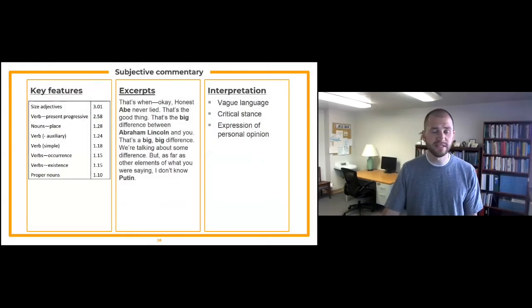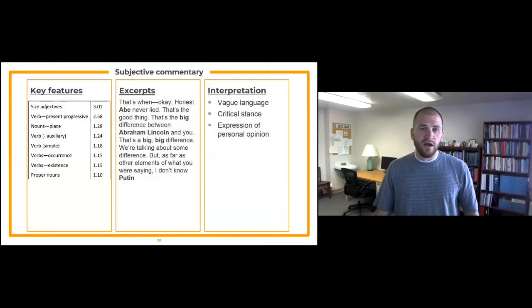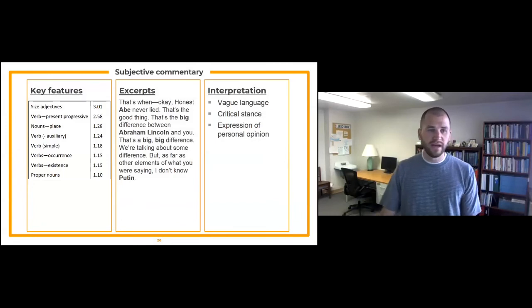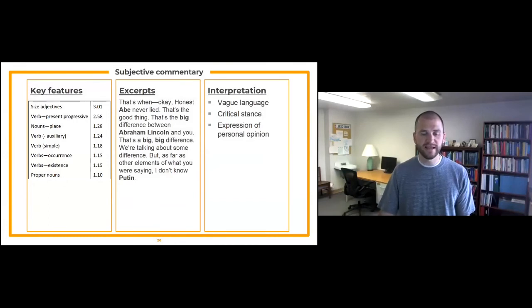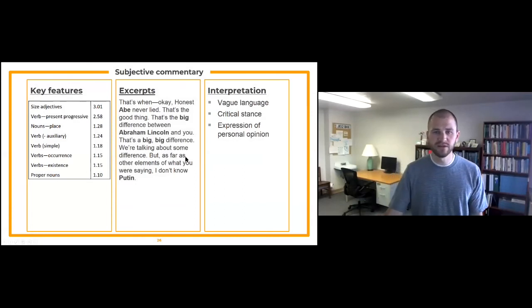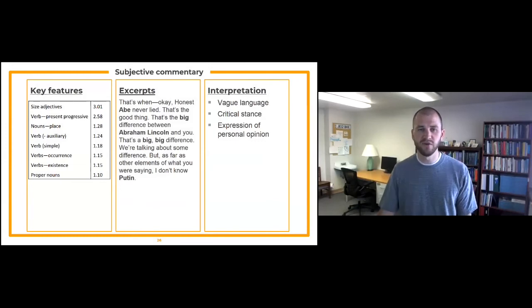Okay, subjective commentary. So a lot of these are related to what we saw in the keyword analysis, but we get size adjectives and a lot of different types of verbs. He talks about Honest Abe and big differences between Honest Abe and Hillary, and then jumps to saying that he doesn't know Putin. Vague language, taking a critical stance, expression of personal opinion, some hyperbole, but very subjective. There aren't technical facts in this excerpt. These are Trump's opinions, his subjective views of things.